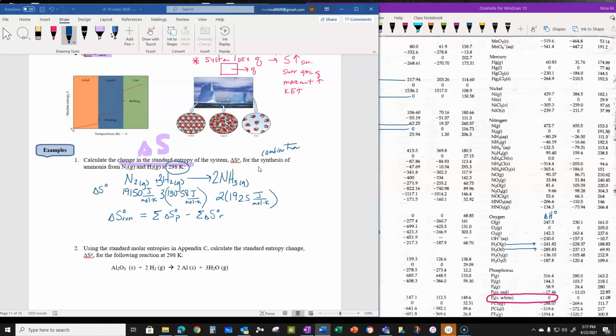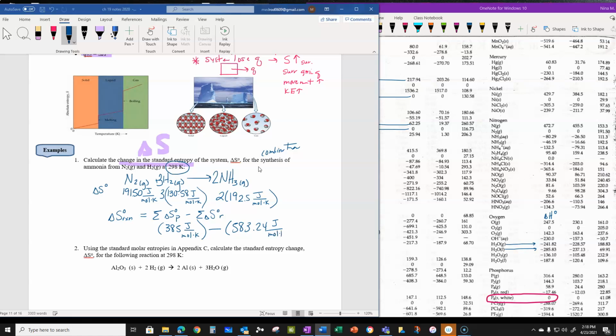So right here for my products, I'm just going to put in parentheses, so I got that 2 times 192.5, and we got some 385 J/mol K, minus, because I like to use parentheses around this stuff, I need to add these reactants up. But first you got to multiply that hydrogen. So 3 times 130.58. And I'm going to add that to the 191.5. So this together, 583. So do you see these values, ladies and gentlemen, how everything is positive?